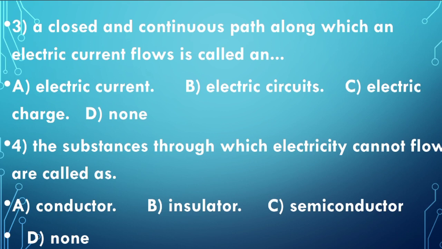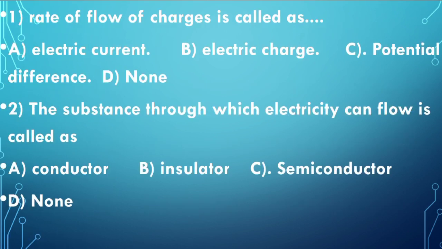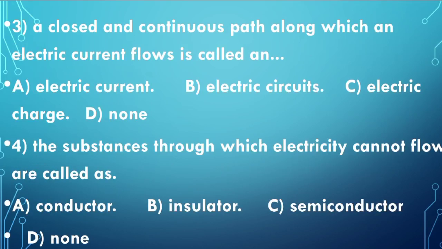Next question: the substances through which electricity cannot flow. If you observed the second question, it was the substance through which electricity can flow. Here the fourth question is the substance through which electricity cannot flow. So in a few substances the electricity will not flow. Which are those substances? Those objects are called insulators. You will have four options: conductor, insulator, semiconductor, and none. So the answer will be insulator.